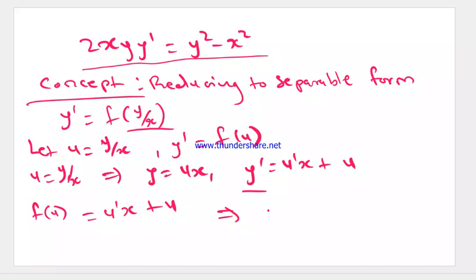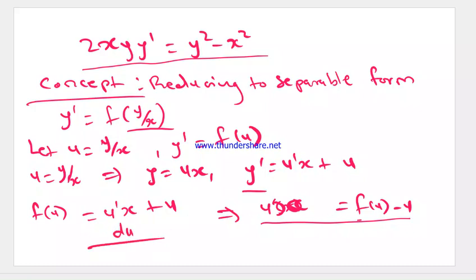We can arrange that to be u prime x equals function of u minus u. So we can easily now separate the variables here. How? You know u prime is equal to du over dx, so du can take all of the function of u minus u, and x can go here with dx, and it becomes dx over x. So that is how we reduce it to separable form.